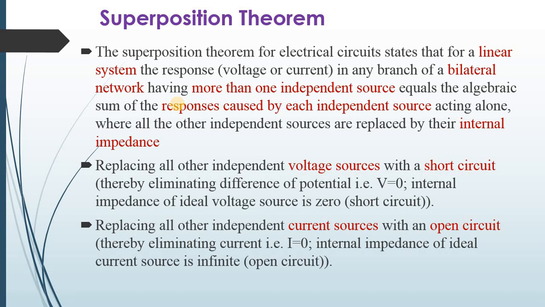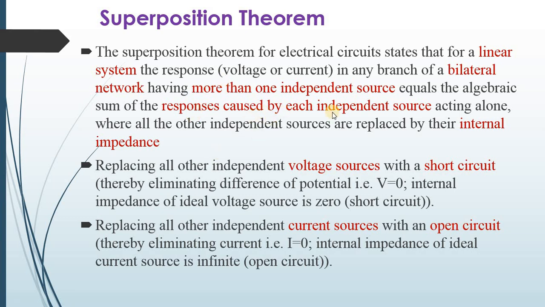Then bilateral network means this circuit allows current to flow in both directions. If the direction of current changes, the property of the circuit or network should not change. So it is called a bilateral network. The third condition is that the circuit must have more than one independent source, and the superposition theorem gives the algebraic sum of responses caused by each independent source acting alone.